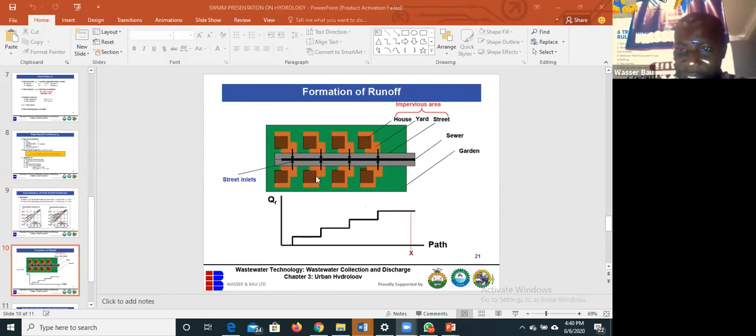If there's a rain event here, starting from here, this is the street inlet. You'll agree with me that by the time it gets to the street end, the rain has built up. So runoff builds over time. That's why runoff is a function of area. The bigger the catchment area, the higher the runoff, and the more it goes downstream, the bigger it becomes.